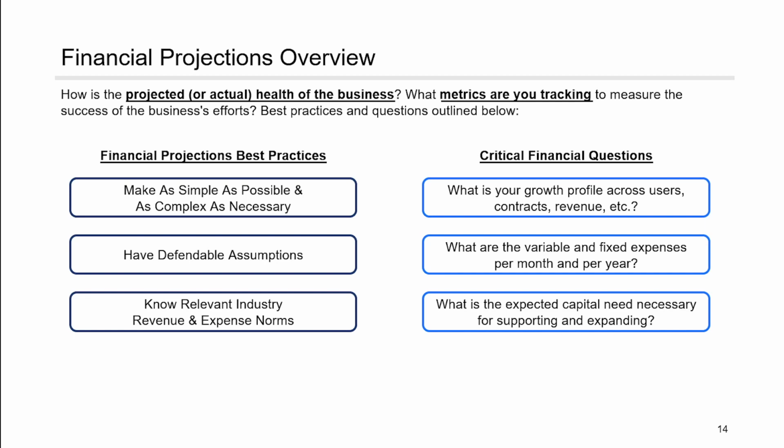Another good sign. Or last but not least, what is the expected capital need to actually support and expand this business? It takes money to grow, unfortunately. Now, if you're a great business and a great business owner and able to generate all the income in the world so that way you can just fund it through the revenue you're generating, by all means, don't even worry about it. That's a great thing.